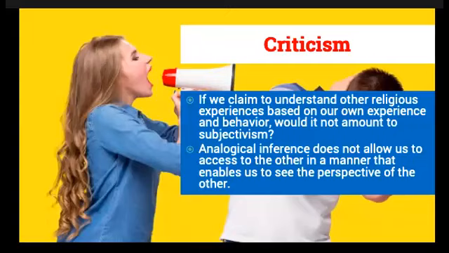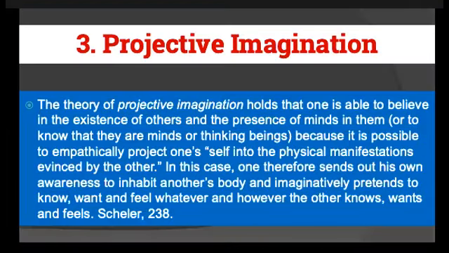So our third theory is the theory of projective imagination. The theory of projective imagination holds that one is able to believe in the existence of others and the presence of minds in them, or to know that they are minds or thinking beings because it is possible to empathically project oneself into the physical manifestations evinced by the other. In this case, one therefore sends out his own awareness to inhabit another's body and imaginatively pretend to know, want, and feel whatever and however the other knows, wants, and feels.